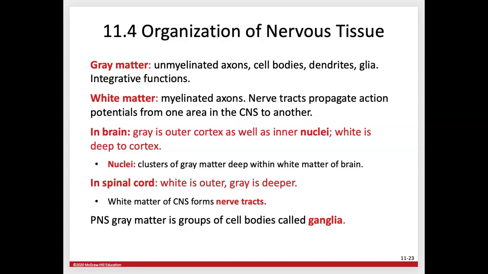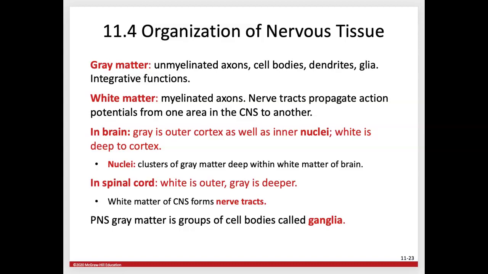Chapter 11, Part 5, we're moving on to organization of nervous tissue. So again, I kind of already mentioned this. Gray matter is made up of axons that do not have any myelination. White matter, axons that do have myelination. In the brain, the gray matter is the outer cortex, and white matter is deep in the cortex, and we'll look at that when we look at the brain, when we get to that.